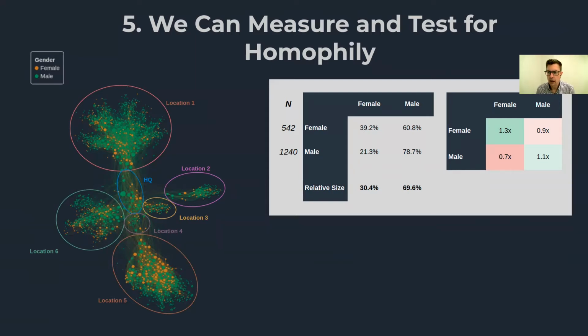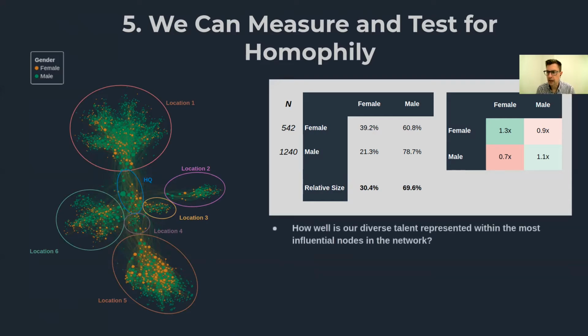And on the right-hand side, we have a collaboration matrix. The way that you read this is that the rows are the froms and the column headings are the tos. So this means in terms of the relationships that come from females, 39.2% go to females and 60.8% go to males. And we can compare that to the relative size below. What we find here is that females have a tendency to connect with females 1.3 times more than what we would expect if they were connecting at random.